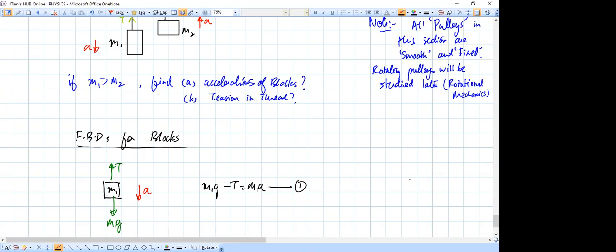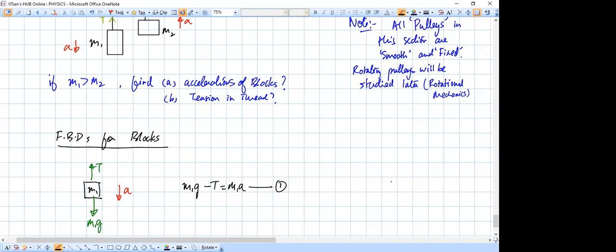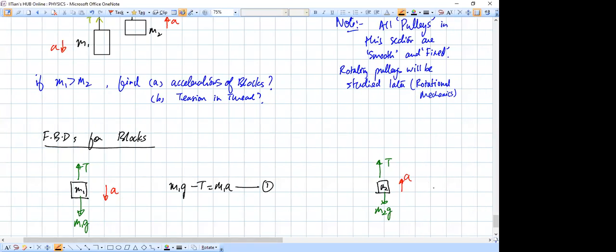Okay. Whereas if you look at this second block, its situation is like this, that it's going upwards. So for it, what is happening? The tension is dominating over the weight. Because this is accelerating upwards, we will have to write the force with the sign convention that upward is positive. So इसके लिए force equation क्या हो जाएगा? Tension minus weight is equal to mass into acceleration. So that will be my second equation.